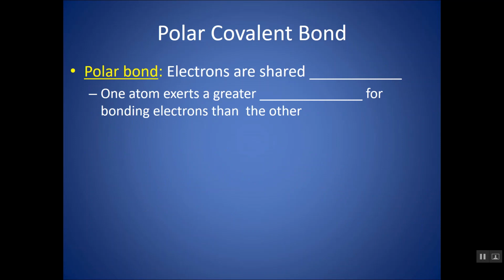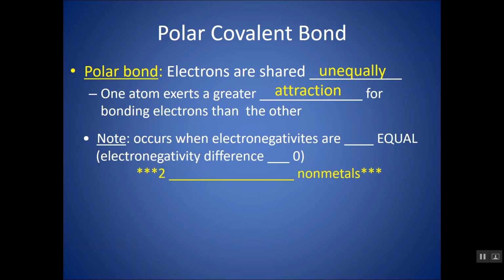A polar bond, electrons are shared because it's still a type of covalent, but they are shared unequally. In this case, one atom is going to pull a little harder on bonding electrons. It's going to attract electrons more than the other and pull the electrons toward itself. So it's kind of like a tug of war where one person's pulling harder than the other. It's going to kind of bring the rope closer to them. It's going to bring the electrons closer. Okay, so this is going to occur when electronegativities are not equal. So really, anytime the electronegativity difference is greater than 0.